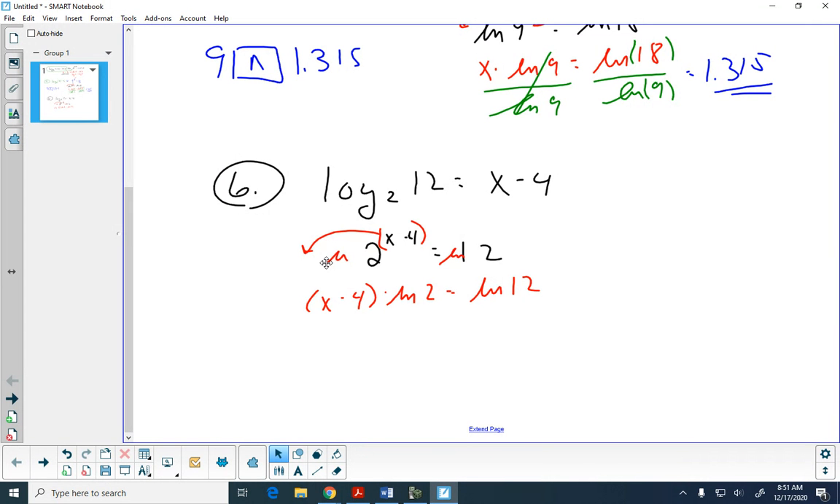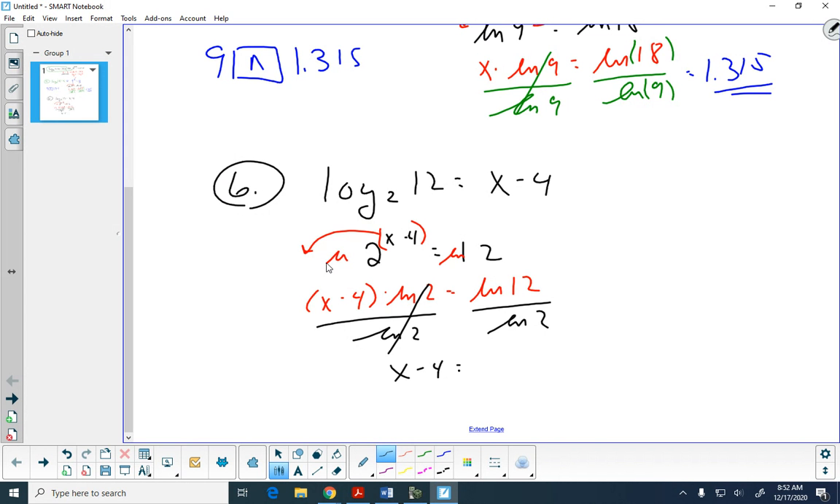Now we could do one of two things. We could distribute this through, if we wanted to, the ln of 2. But what I would tend to do is divide both sides by the ln of 2. So those would cancel, and we're left with x minus 4 is equal to ln of 12 divided by ln of 2. And then I have to get rid of the subtraction by 4.